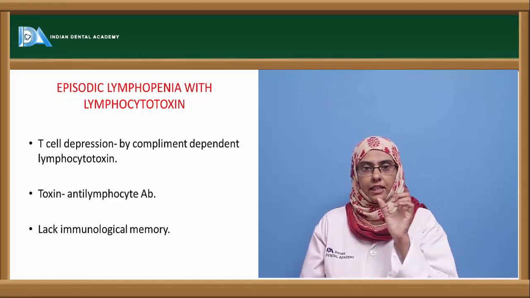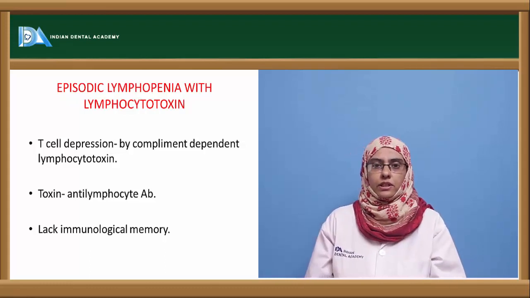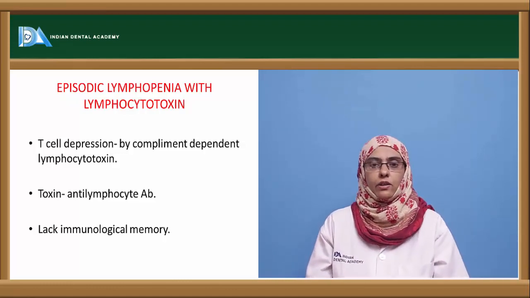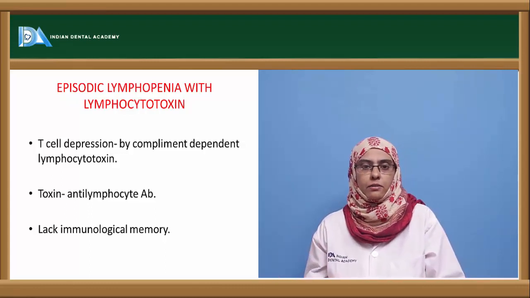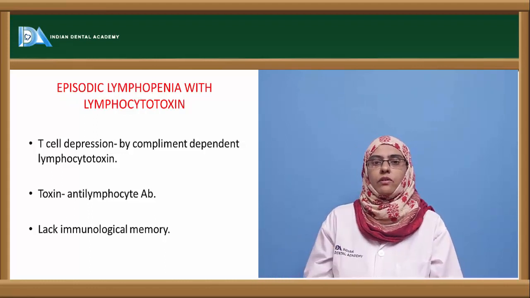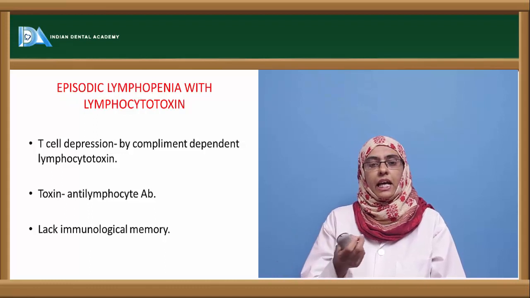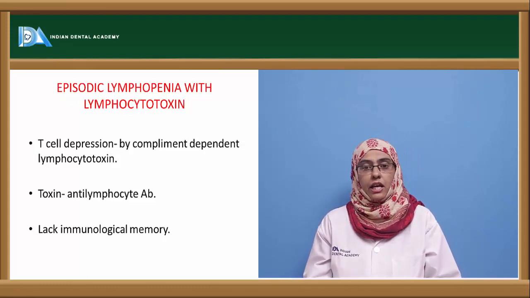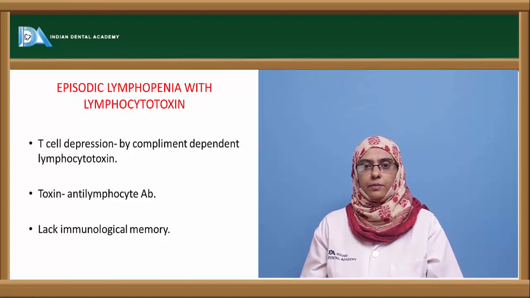So the T cell depression is due to the complement mediated lysis of the T cells along with the lymphocytotoxin. That is, the antibodies along with the complement damage the T cells, thereby decreasing the cell mediated immunity. So the toxin over here, the lymphotoxin, is nothing but the anti-lymphocyte antibody, and the lymphocytes involved over here are the T cells. So anti-lymphocyte antibodies go and interact with the complement, that is, enhance the complement system, ultimately targeting the body's own T cells, leading to the decrease in cell mediated immunity. Here there is no immunological memory related to this type of cellular immunodeficiency.